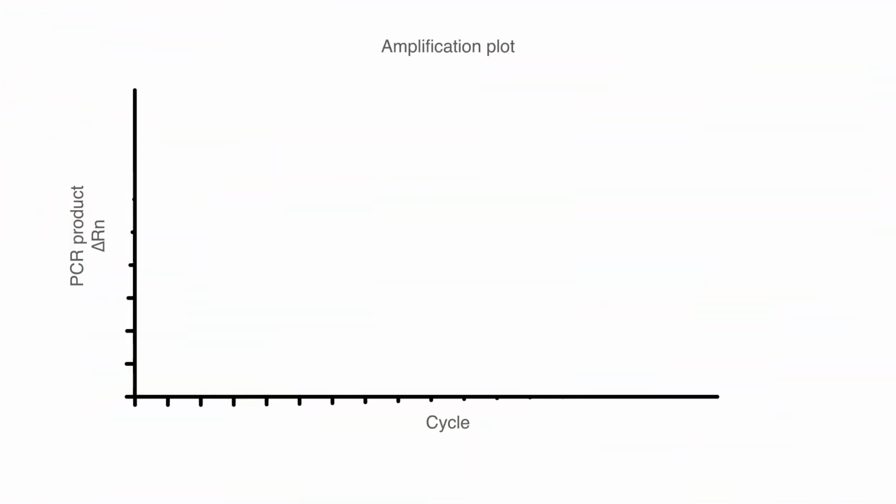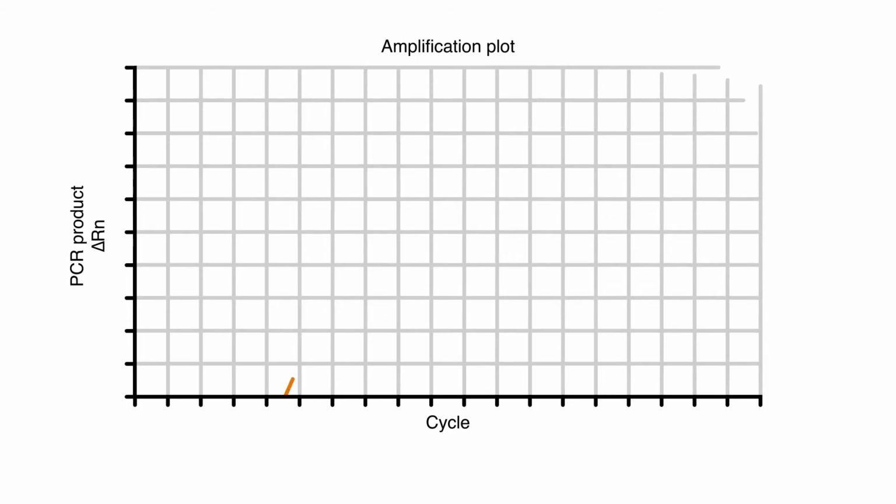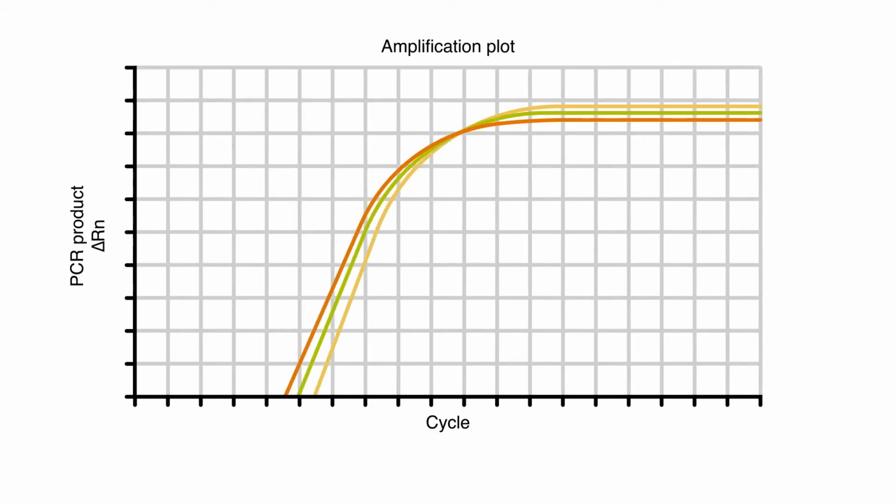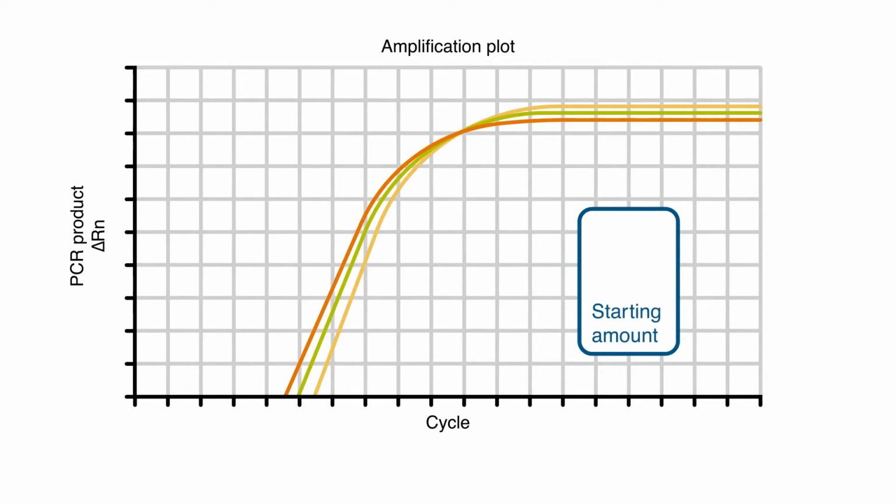qPCR stands for Quantitative Polymerase Chain Reaction. During qPCR, DNA amplification is measured in real time by monitoring fluorescent dye signals. The dye signal increases in direct proportion with the number of PCR products. By collecting this fluorescent signal during the exponential phase of the reaction, we're able to obtain quantitative information about the starting amount of the DNA target.